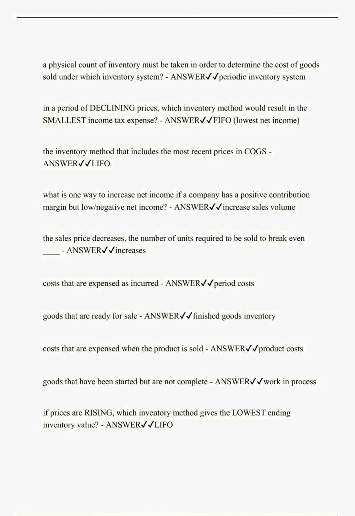In a period of declining prices, which inventory method would result in the smallest income tax expense? Answer: FIFO, lowest net income. The inventory method that includes the most recent prices in COGS? Answer: LIFO.